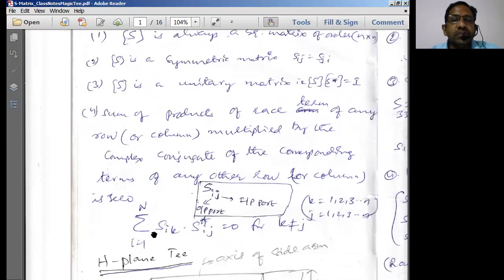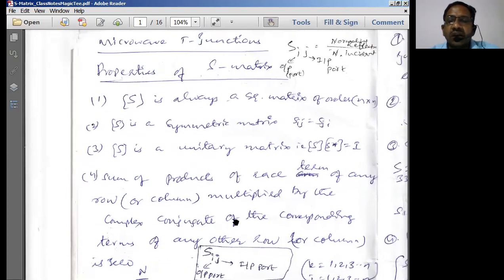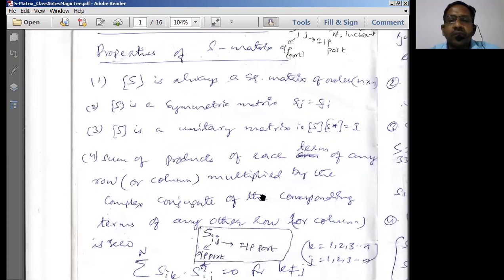And the next one is that the sum of products of each term of any row or column multiplied by the complex conjugate of the corresponding terms of any other row or column is equal to 0. That means when you perform this product with different rows or columns, we get the result as 0. But most importantly, the first three are the very important properties for us to deal with.